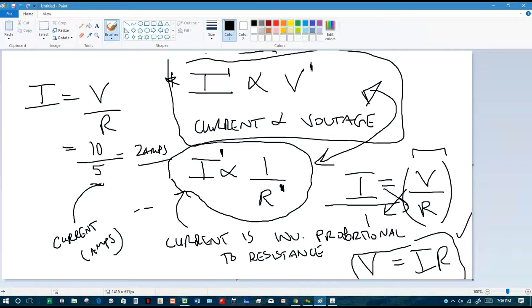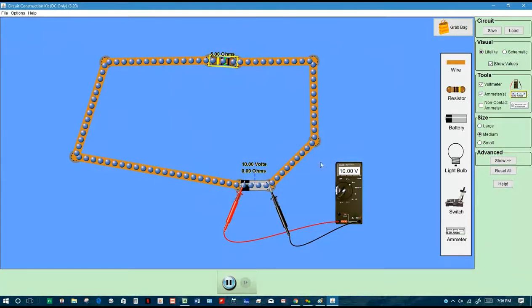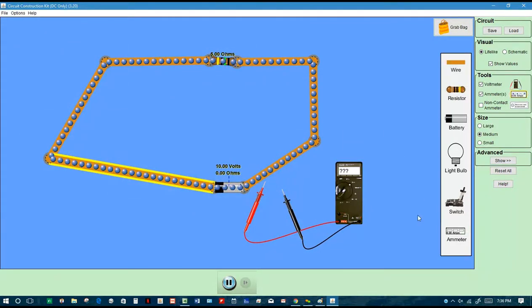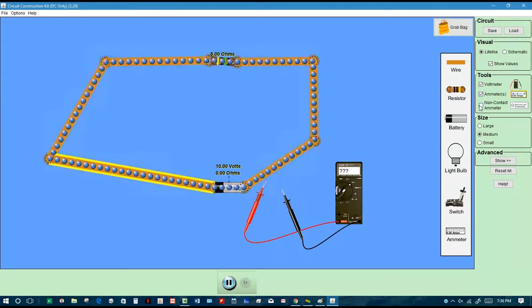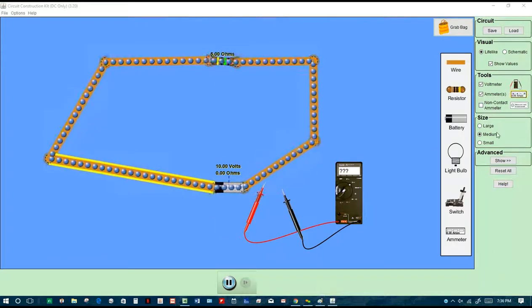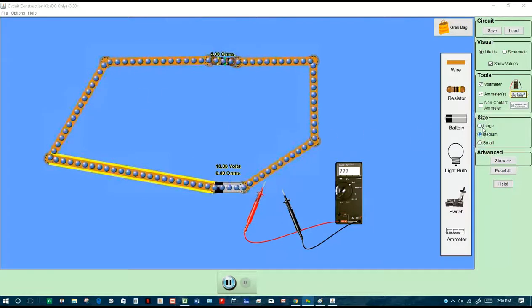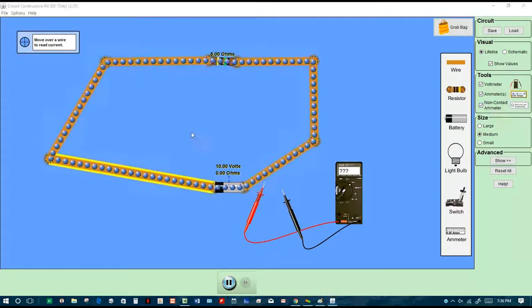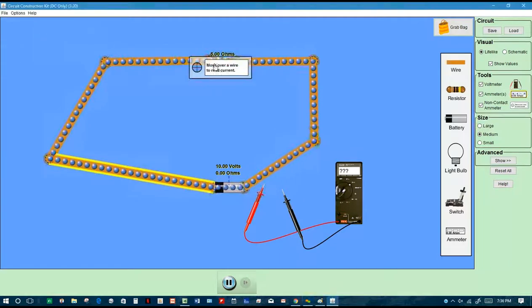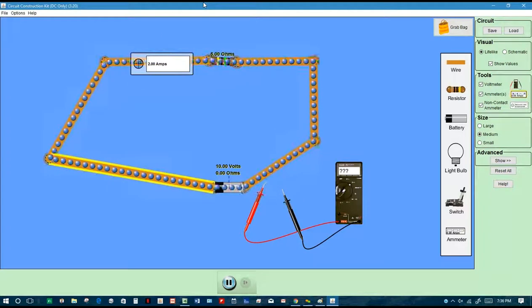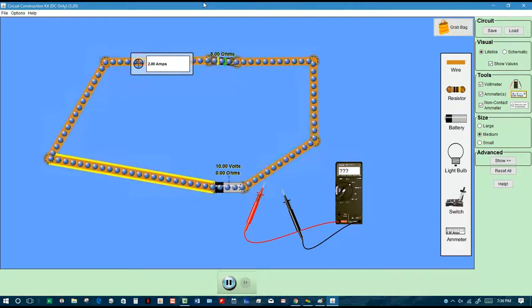Yeah. So we go back to our simulation. Not sure why it's not running right now. I paused it by mistake. Here it goes. This is reading how much current there is. You see what it's showing? 2 amps, right? Yeah.